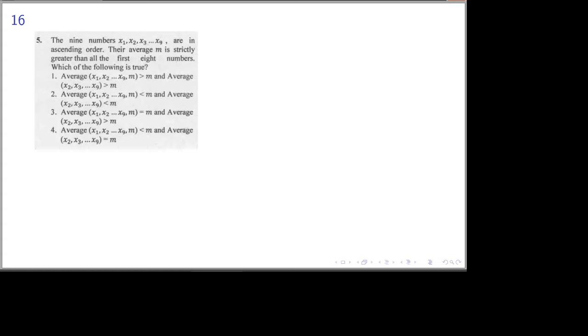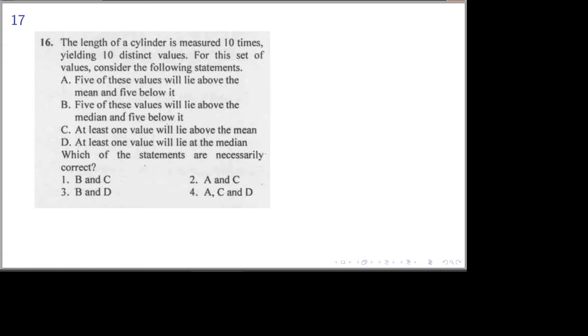Go to next. It says length of, okay. So this is also some statistics measurement type of questions. The length of cylinder is measured 10 times, yielding 10 distinct values. It says 10 distinct values, so it says 10 different values. So not all the 10 values are same. So it says, for this set of values, consider the 5 statements. 5 of these values will lie above the mean and 5 below it.